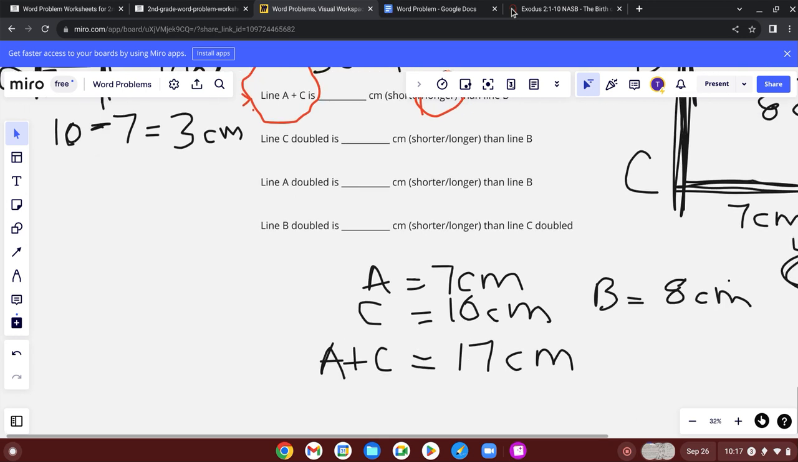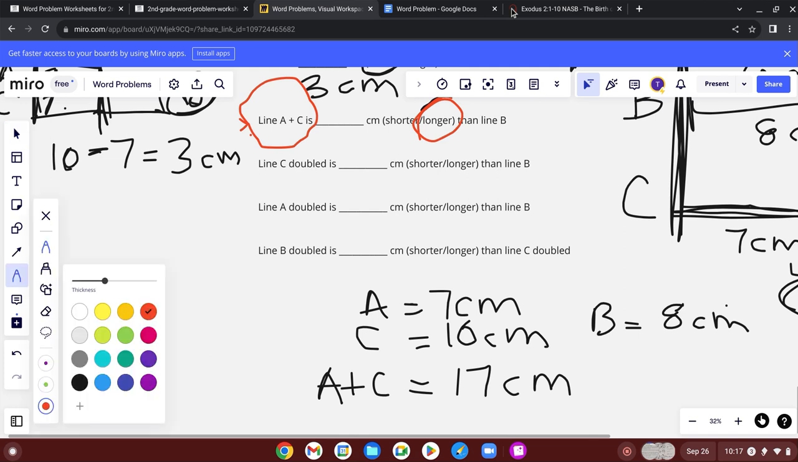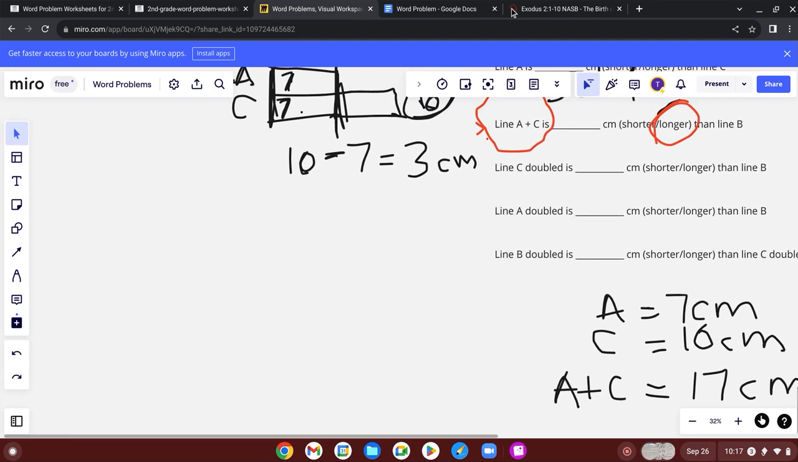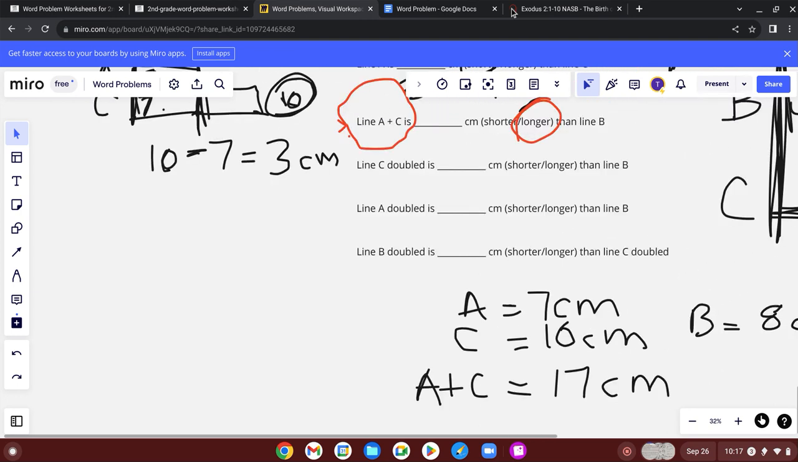So line A plus C is 17 and line B is 8 centimeter. So it's longer. A plus C is longer than line B, but by how much? How do we do that? We are doing what? We are comparing two things. So when we compare two things, what diagram do we use? A tape diagram, correct.